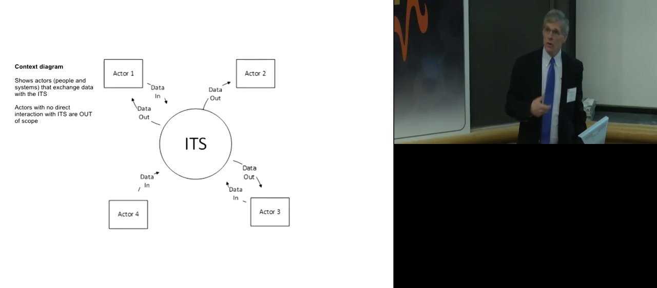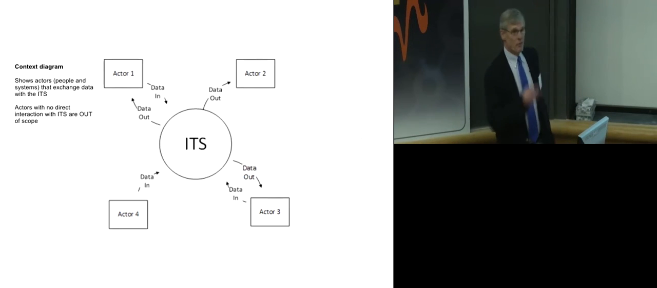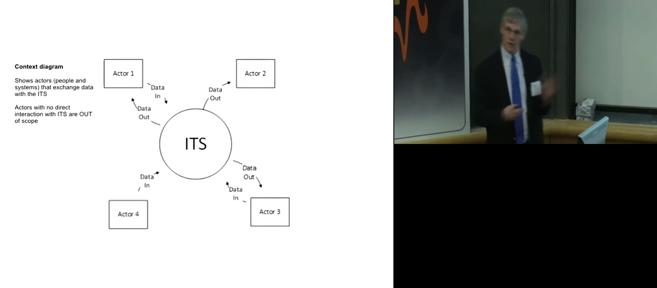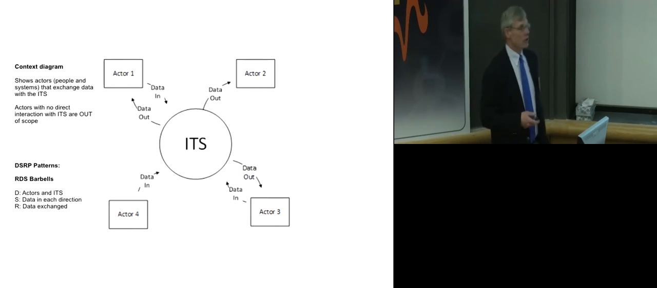The first is the context diagram. The context diagram identifies actors, which can be users or systems, and the ITS, and the data relationships between them. When we scan this for DSRP patterns, we'll see RDS barbells between the actors and the ITS, defined by the data.